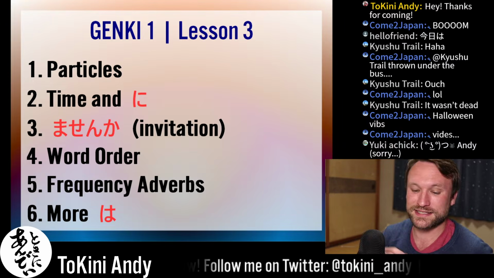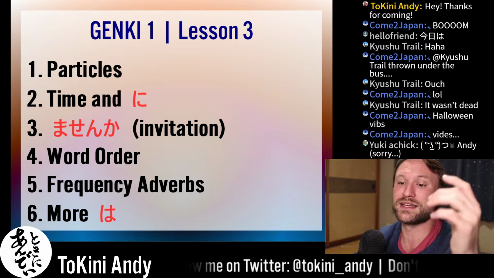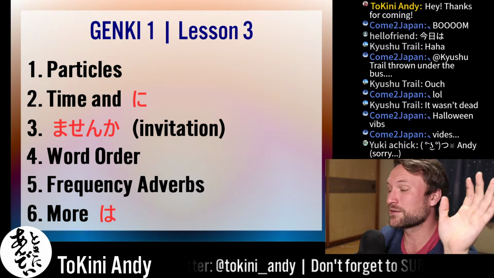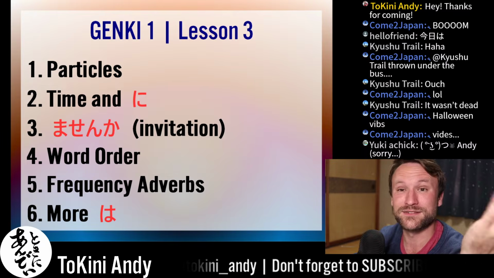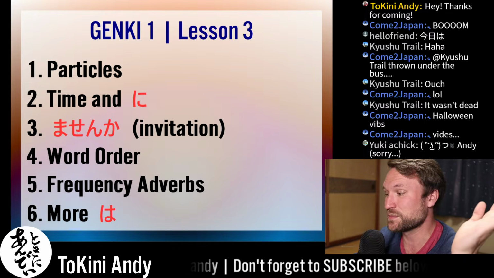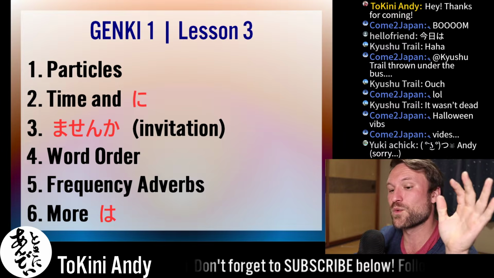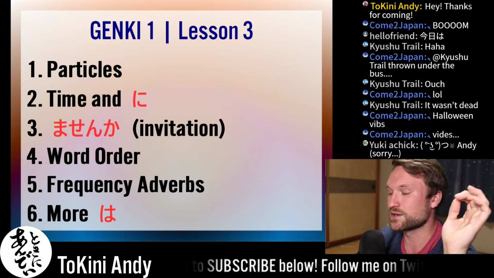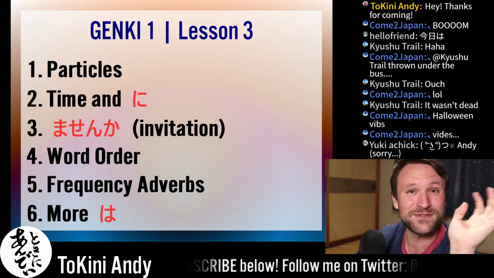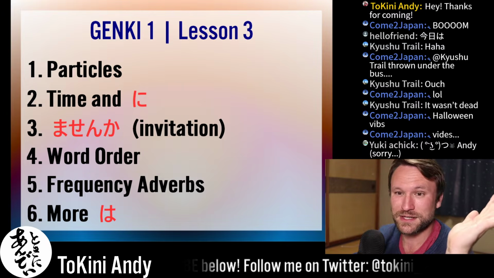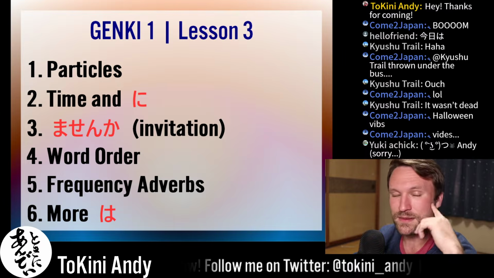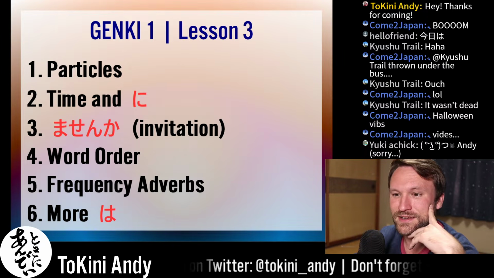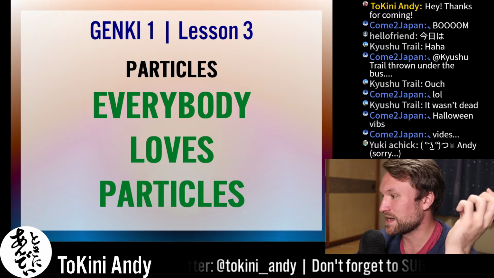Today we're covering 6 things from the remainder of the lesson, mainly some new particles, time and the particle ni. We're covering how to invite people to do things in Japanese, polite Japanese. We're talking about word order, frequency adverbs, and a little bit more about the particle wa. So there's a lot of particle stuff, everyone's favorite subject in Japanese, and the one thing that even Japanese people don't really understand. All right. So let's just jump into it unless anyone has any questions.